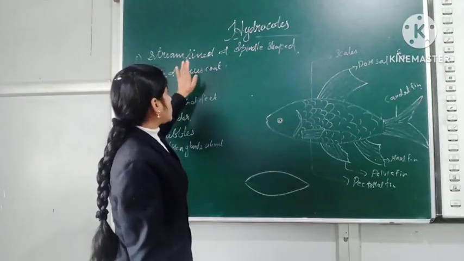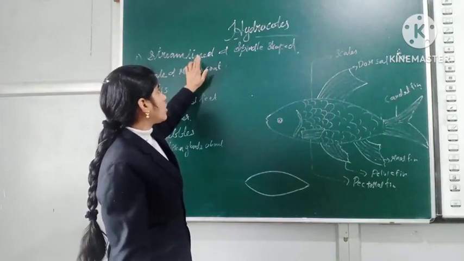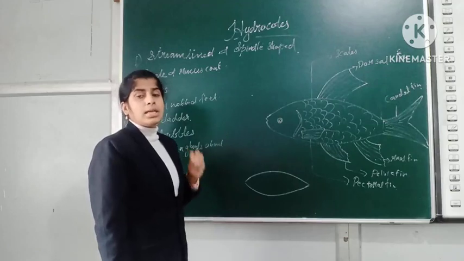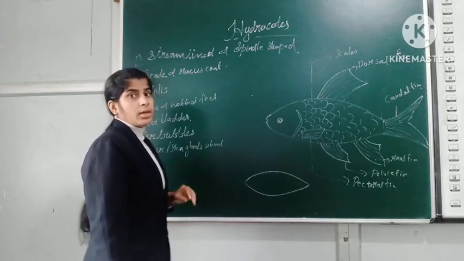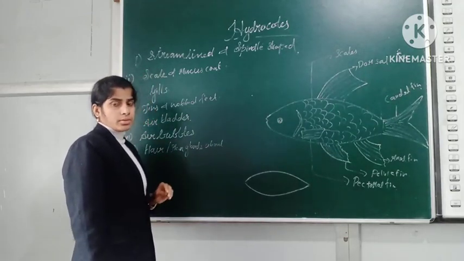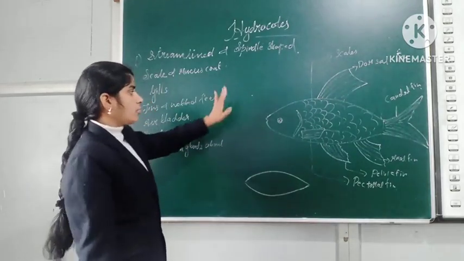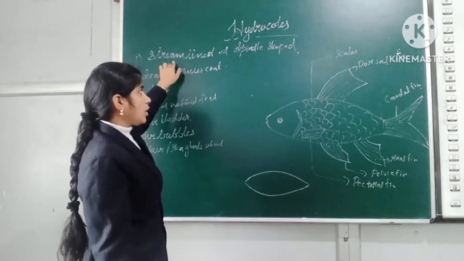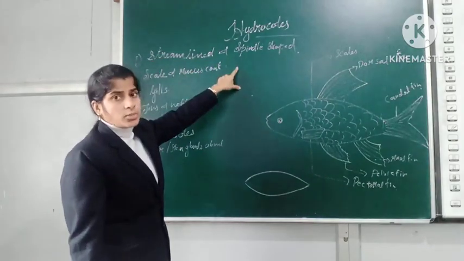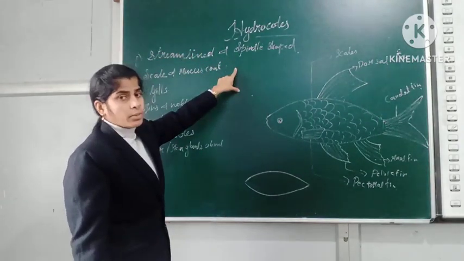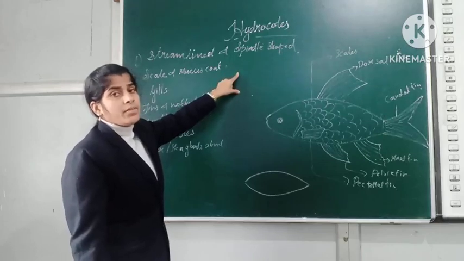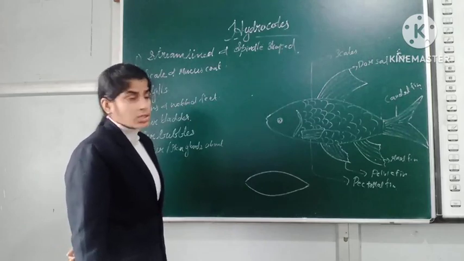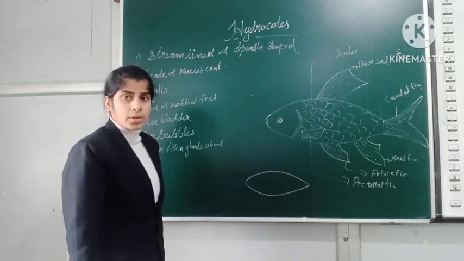So in case of hydropods, their body is streamlined and spindle shaped. This shape offers the least resistance to water, so they can move easily through the water.